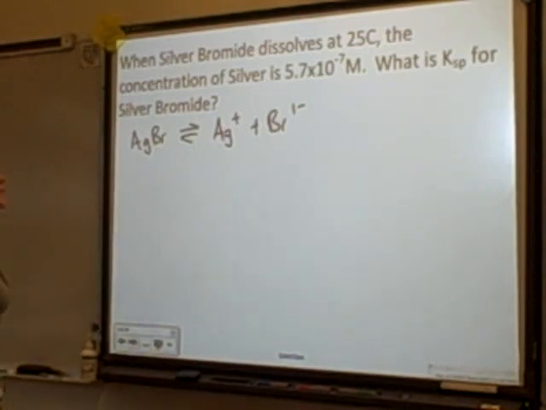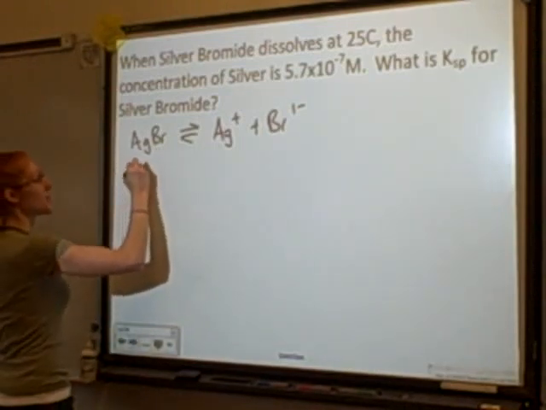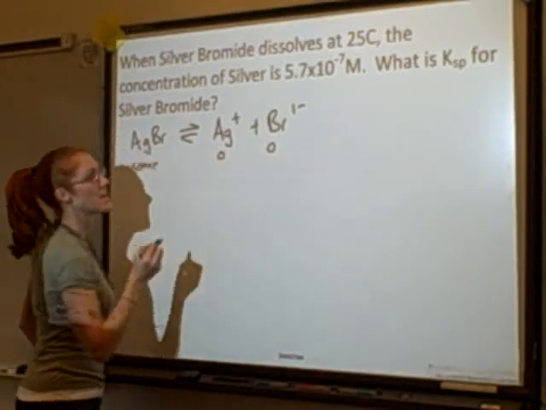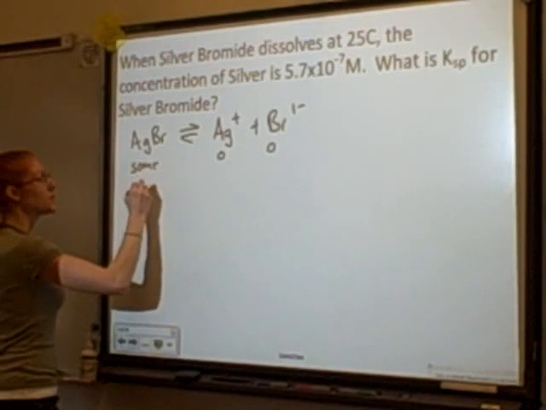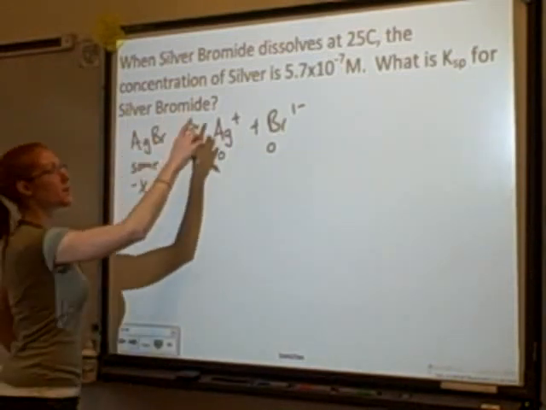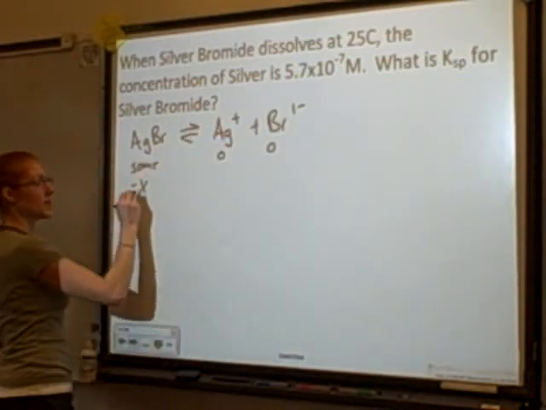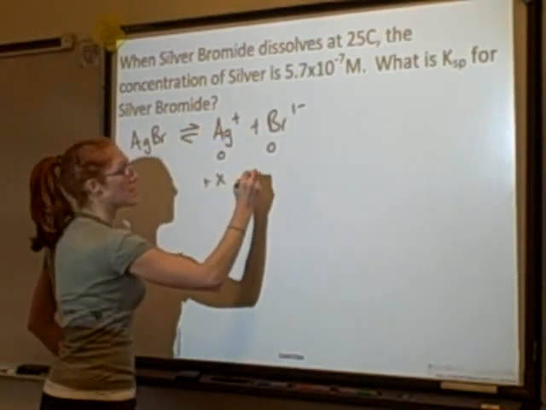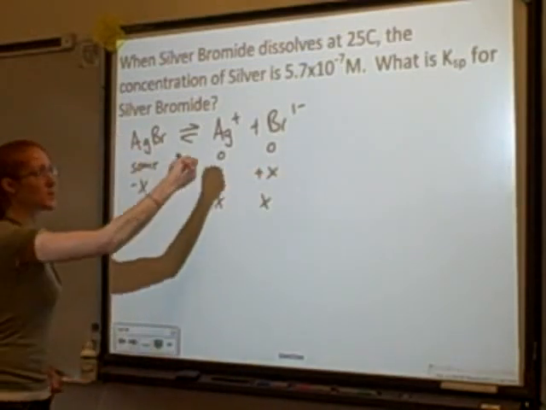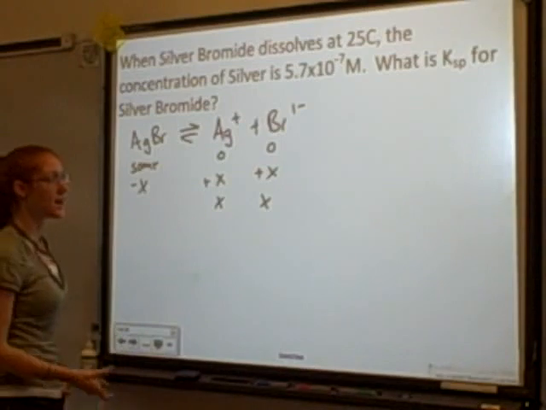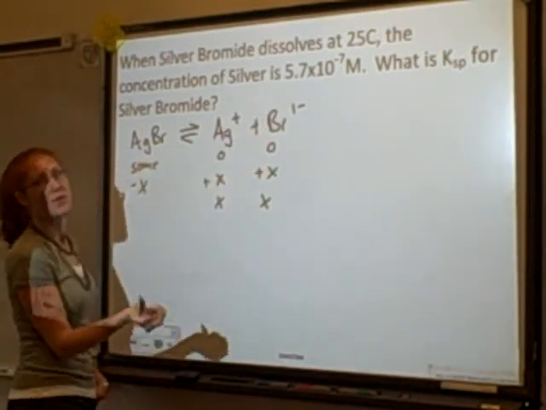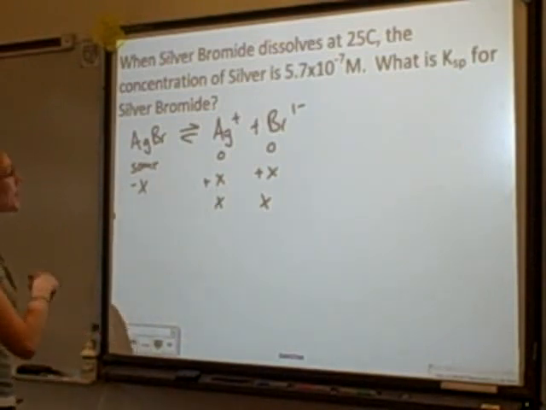I'll set up an ICE table. I know I have some amount of solid. I don't really know how much. Initially, I don't have any silver or bromide. I lose X moles of this, and for every 1 mole of this I lose, I make 1 mole of this and 1 mole of this. So if I lose X here, I make X here, and I make X here. So all I care about from this table is that at equilibrium, these concentrations are equal because I make 1 mole of silver for every 1 mole of bromide. Okay, so that's my ICE table.